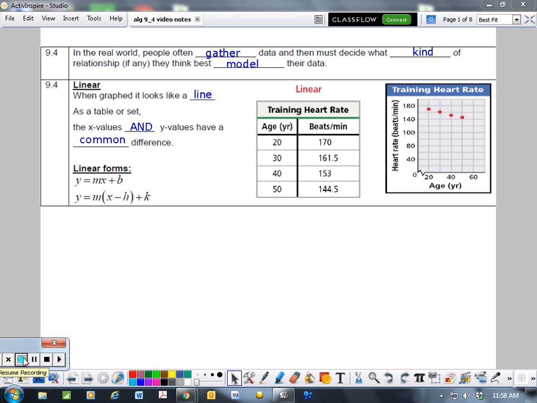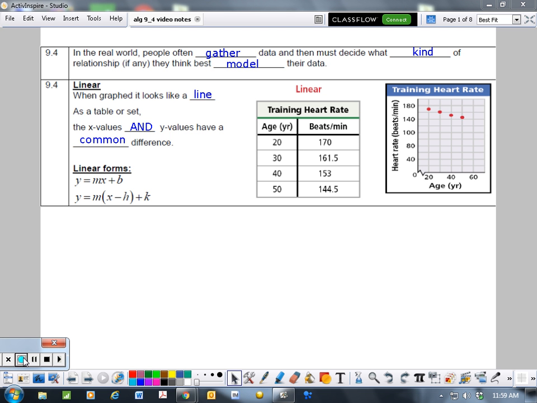Okay, so now that we've talked about exponential functions, and compared them to linear and quadratics, we're going to do that again, just a little bit more formally. The idea is that when people in the real world gather numerical data, they have to decide what kind of relationship would model their data. And they use that to help predict what may happen later on.